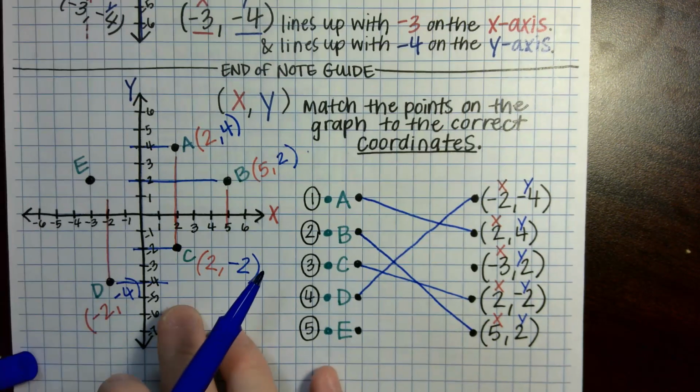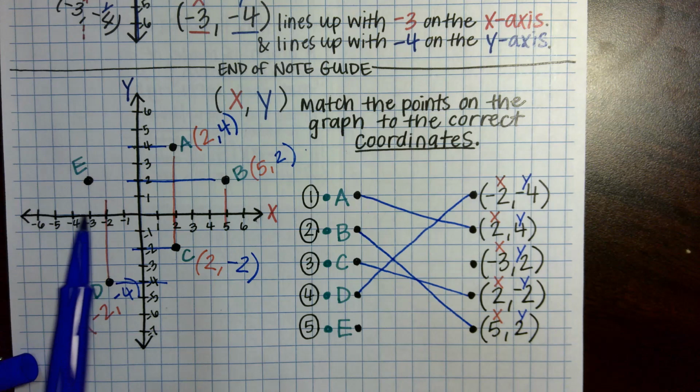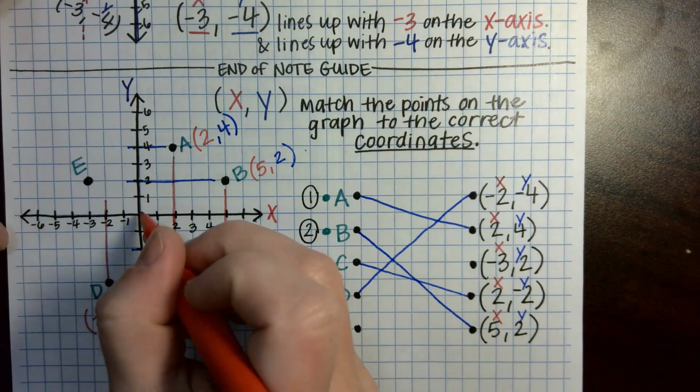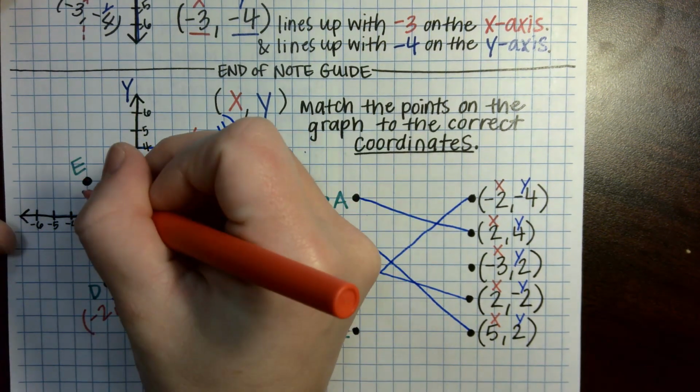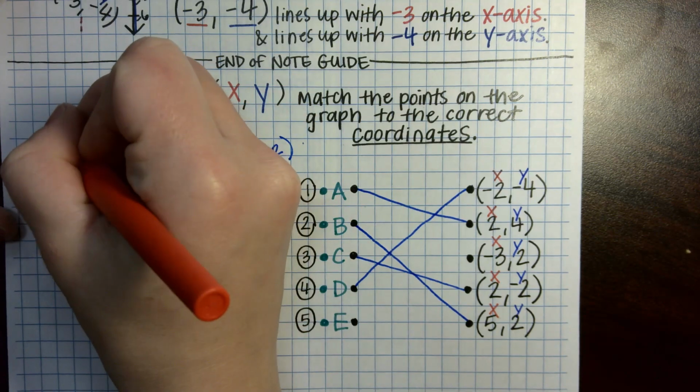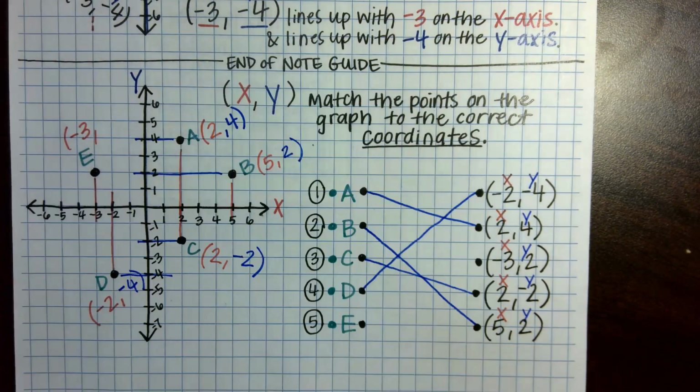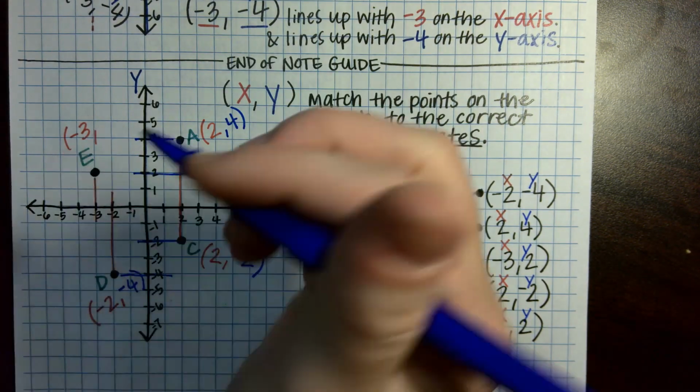All right. Now let's check out E. Yep, E lines up with negative 3 on the x-axis. Perfect. And positive 2. Did you guys get that one?